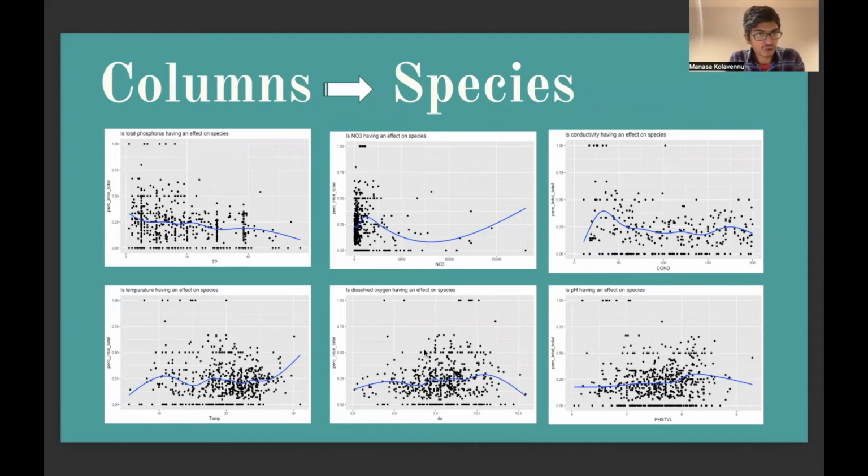The first one here is total phosphorus. As you can see, more phosphorus levels is going to help the species, by which we can say that phosphorus is one of the good factors.